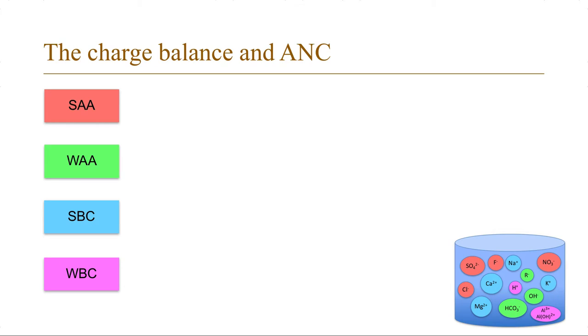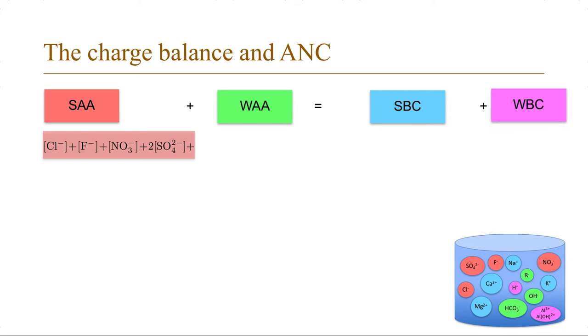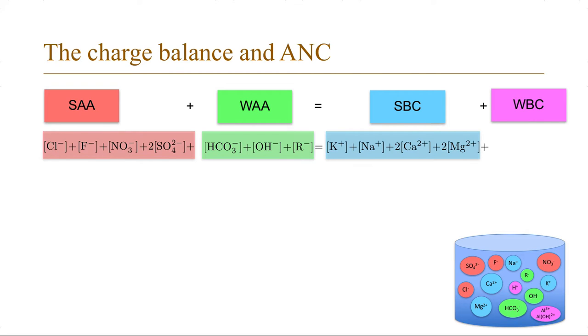In order to develop a useful expression for the buffering capacity, a good starting point is the charge balance. And the charge balance says that the sum of the concentrations of the anions should balance the sum of the concentrations of the cations. And more specifically, we have chloride, etc., as the anions to the strong acids, and we have bicarbonate, etc., as anions to the weak acids. And on the right side, we have the cations to strong bases, and the cations to the weak bases.